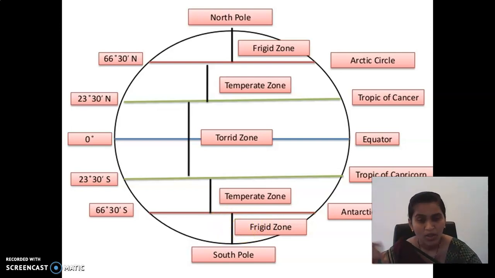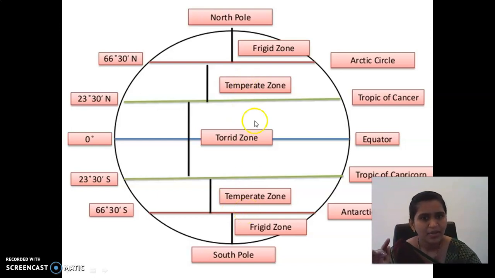What is the reason? As we know, sunlight falls directly on the equator and this torrid zone. So that's the reason these areas are more hot. But coming to the next zones, sunlight will not be falling directly on these regions, and coming to the pole side, it will be very cool because sunlight falls very little on this region.